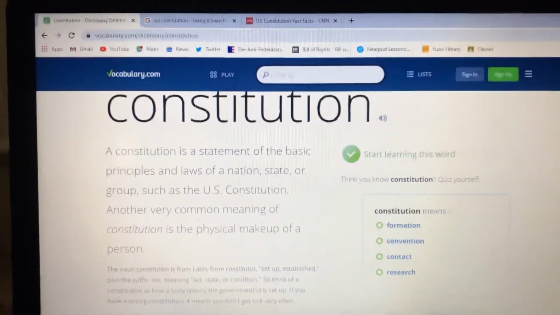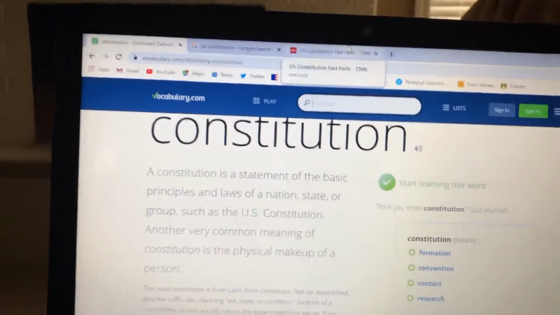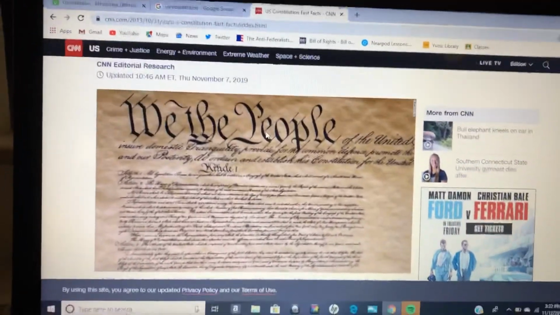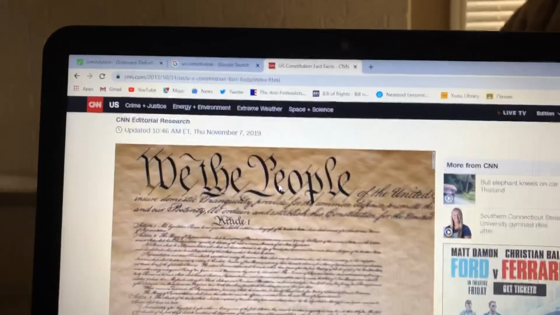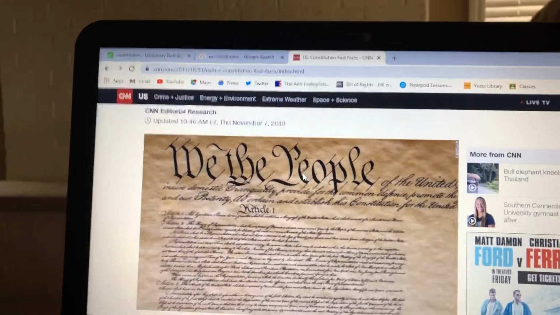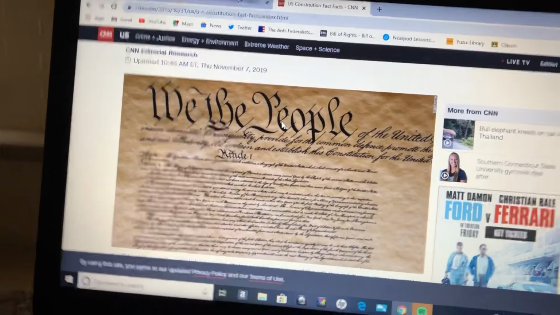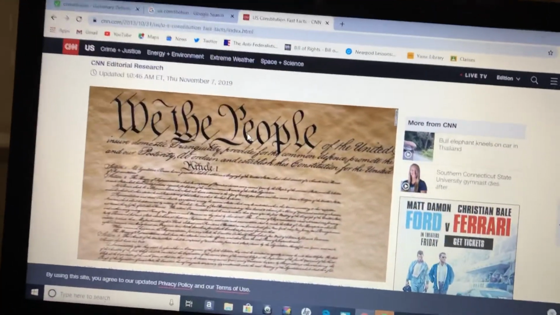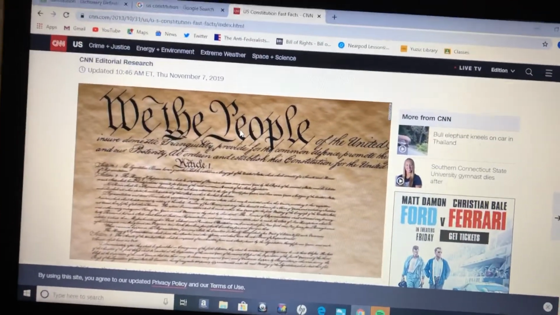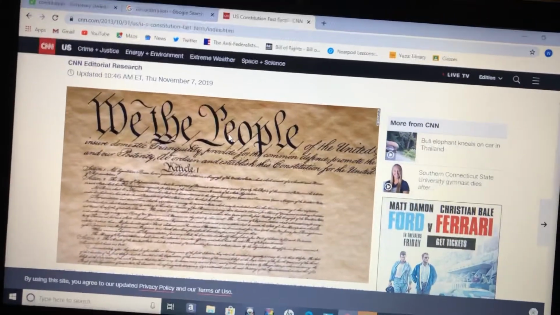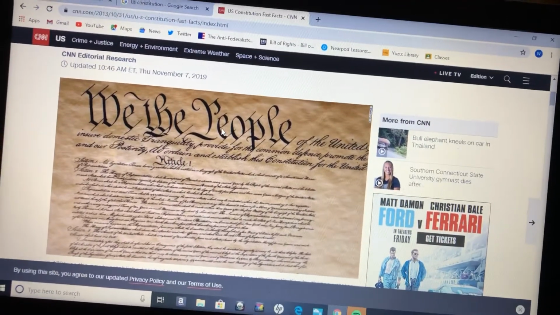A good example of a statement of basic principles is the United States Constitution. The United States Constitution, created after the country was formed, gave basic rights to Americans. An easy way to remember Constitution is to think of the term we the people. We the people are the first three words in the U.S. Constitution. A good way to remember is the preamble, we the people of the United States. That's the beginning of the U.S. Constitution.